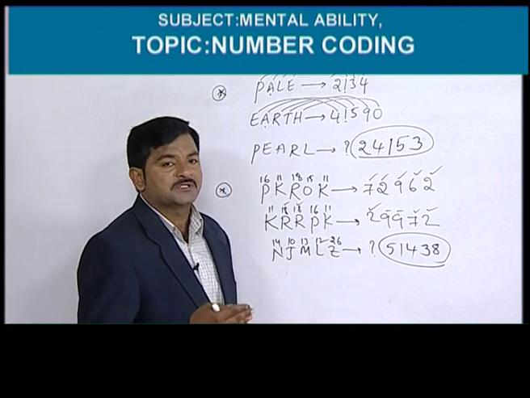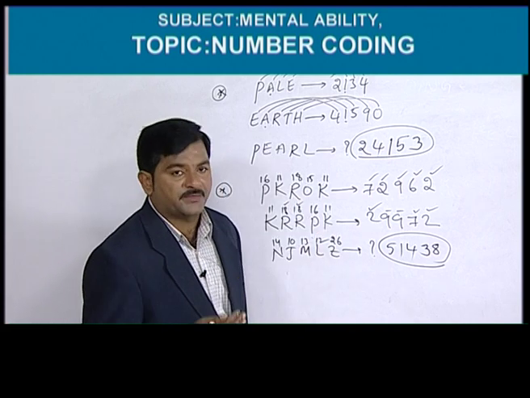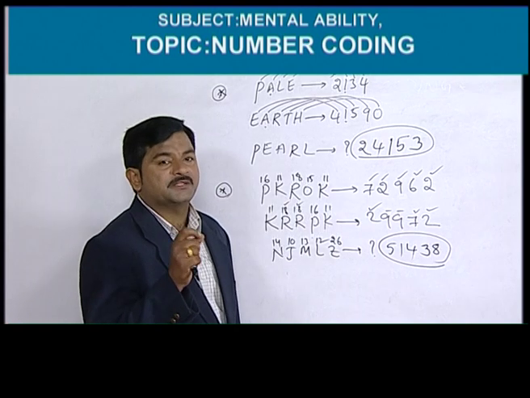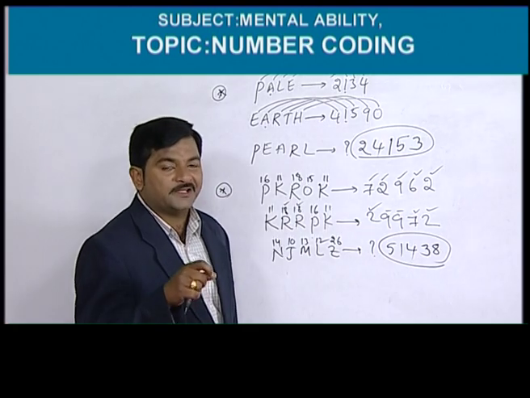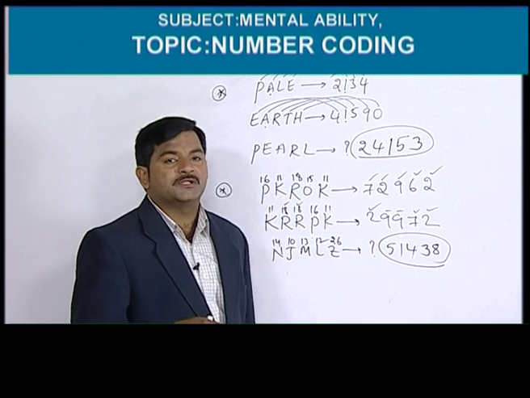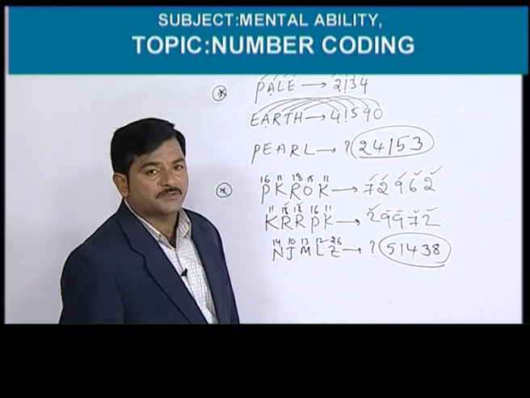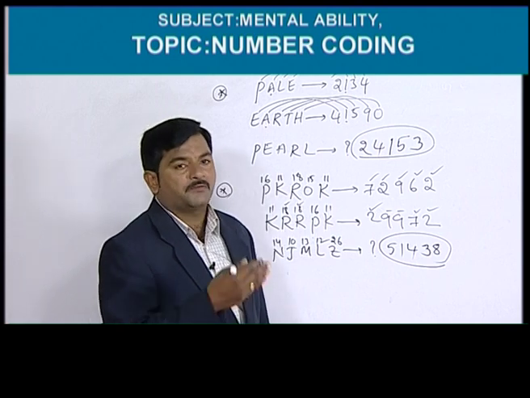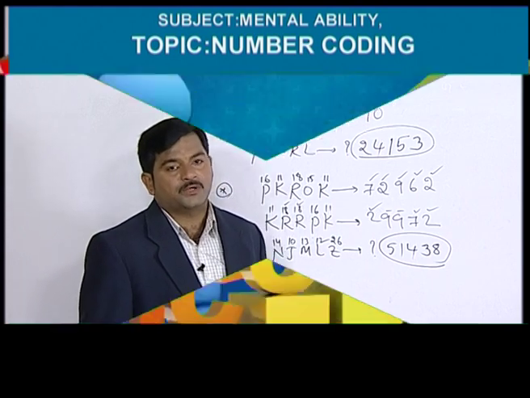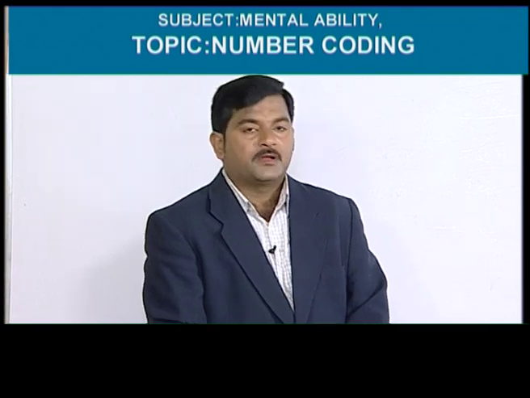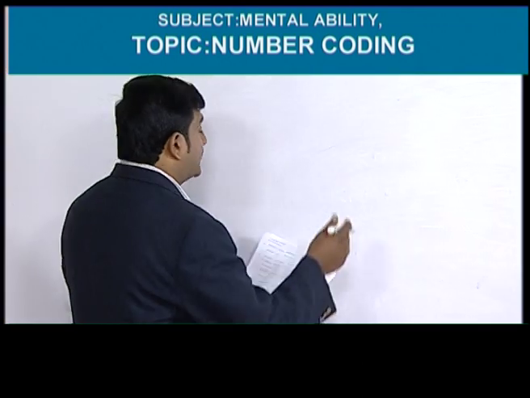Of course, he assigned direct alphabetical numbers, but if the given number is a 2-digit number, then he added the sum of the 2 digits. Hence we are getting the coding word. I hope you understood these two examples. Now we will try to take some other examples. Now the third one in number coding. Now we will take the third example.